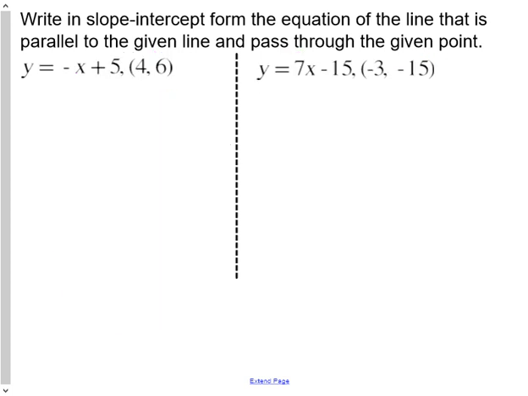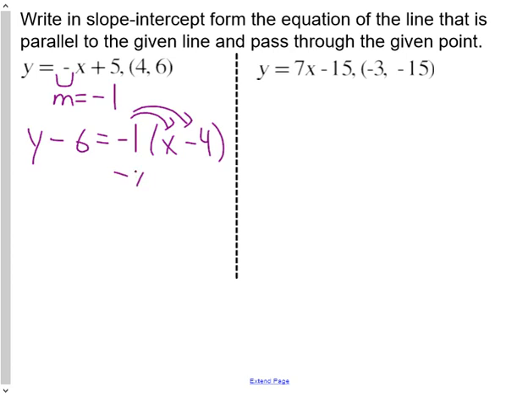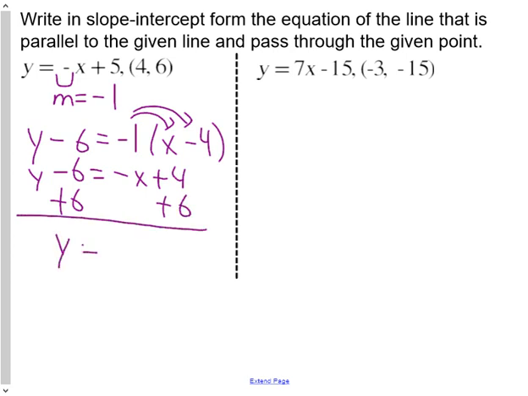One last set. Y equals negative x plus 5 at the point 4, 6. Negative is negative 1, so m is negative 1. We've got y minus 6 equals negative 1, x minus 4. Distribute the negative 1 to get negative x plus 4 equals y minus 6, and add 6 to both sides to get y equals negative x plus 10.